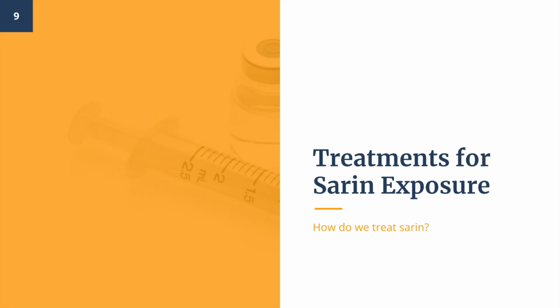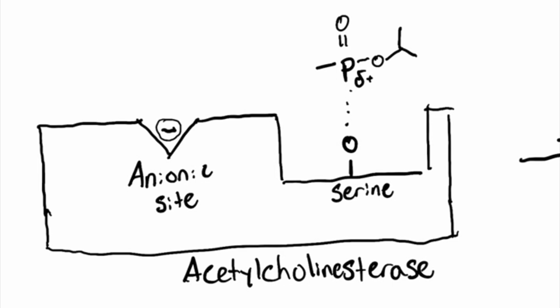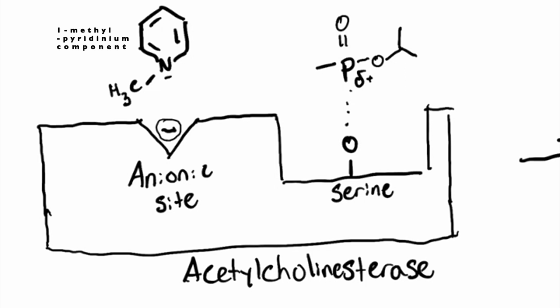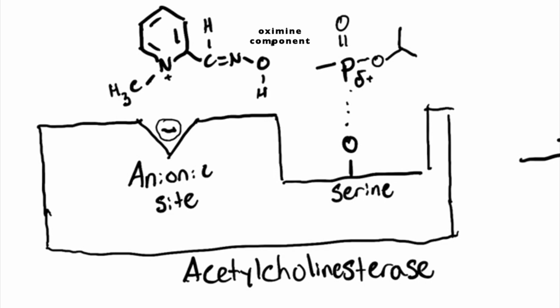Now we're going to discuss the potential treatment options for sarin poisoning, one of which is known as 2-PAM. 2-PAM, also known as 2-pyridine aldoxime methylchloride, is composed of a 1-methylpyridinium component and an oxime component. The pyridinium component binds to the anionic site of the acetylcholinesterase and ensures that the oxime component is located close enough to the phosphorus of the organophosphate to create a bond with it.